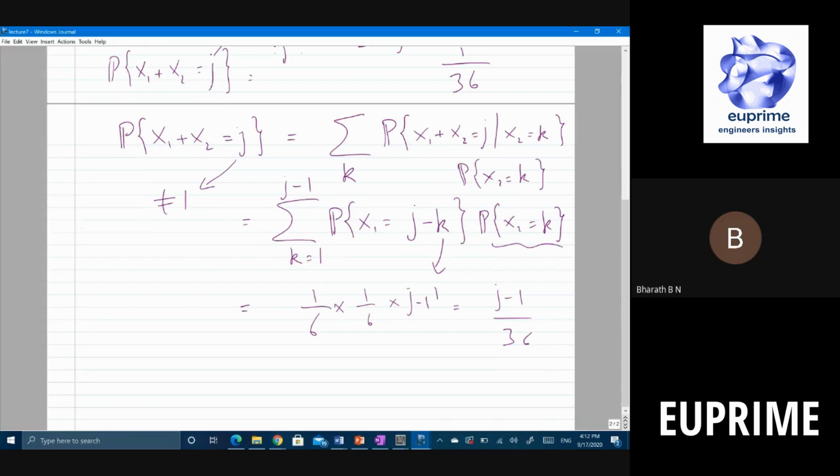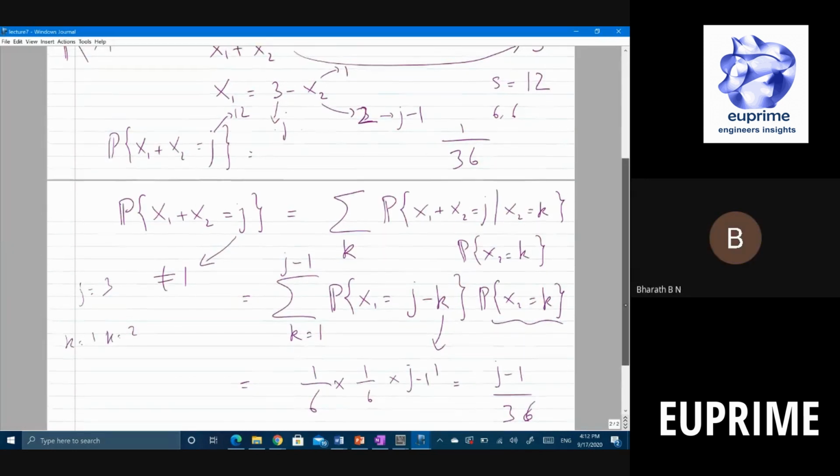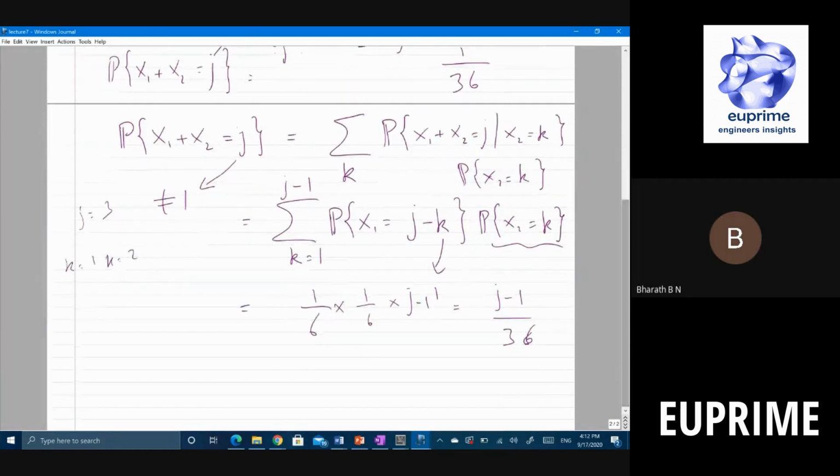Is that correct? Or j terms are there? So let's look at this. j equal to 3, then you have 2, right? k equal to 1, k equal to 2. So this is j minus 1, right? Yes, that's correct. j minus 1 by 36, right? Anything wrong with this? This is what we calculated. So going back to your thing, you are saying j is 12. Let's look at what is the mistake here.